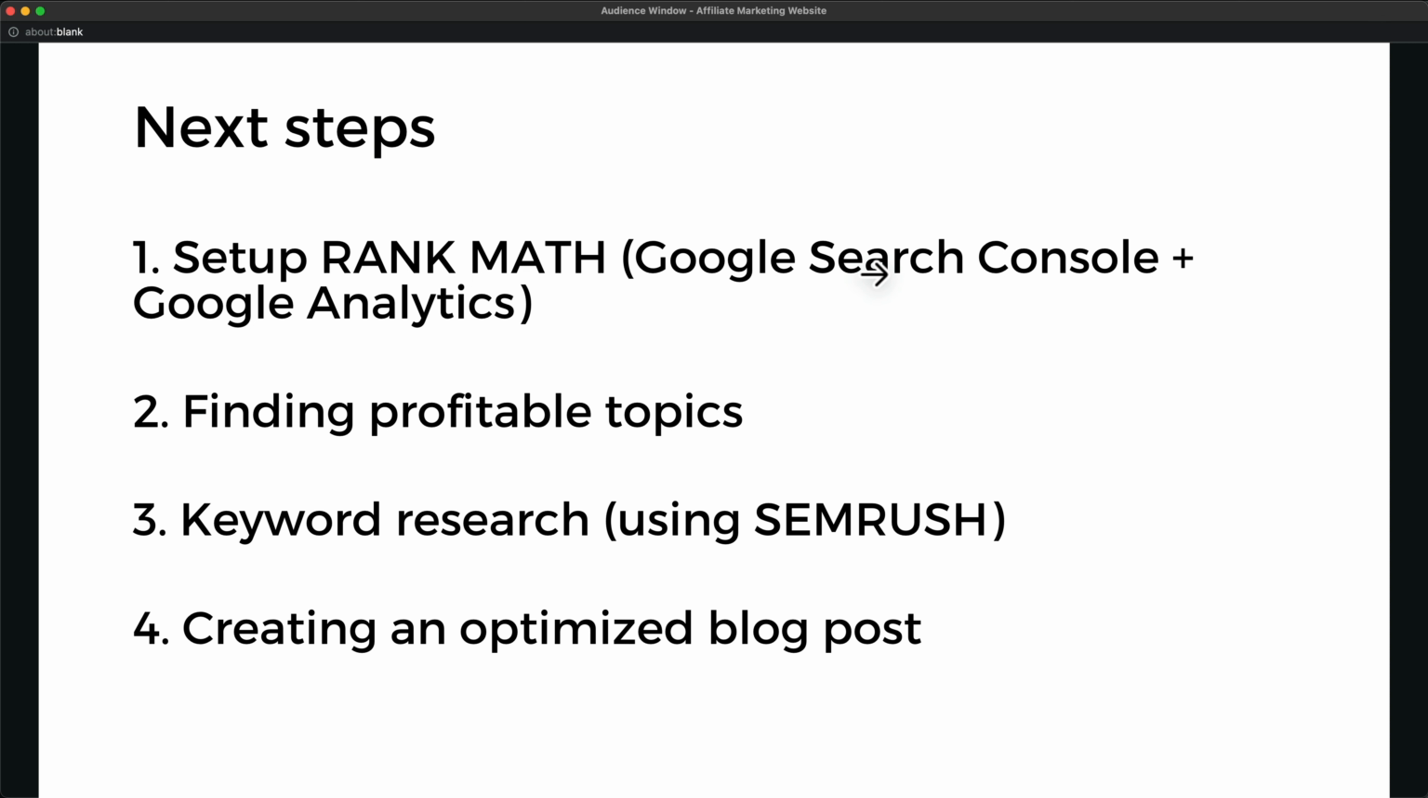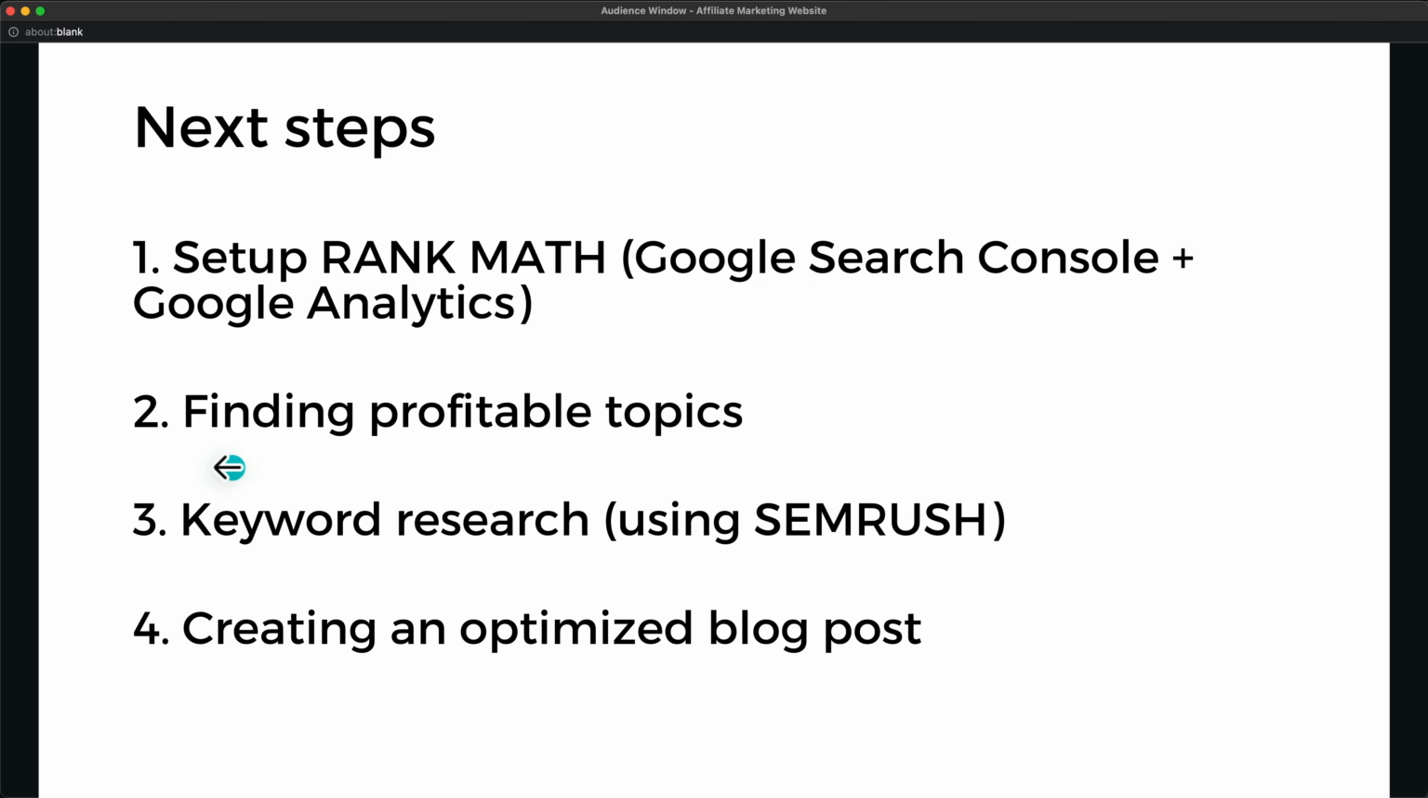Theory out of the way. Now let's get practical and start with the tutorial. And the first step is going to be setting up RankMath. This is a free plugin that we're going to use to optimize our blog content. And this will also automatically install Google Search Console and also Google Analytics.